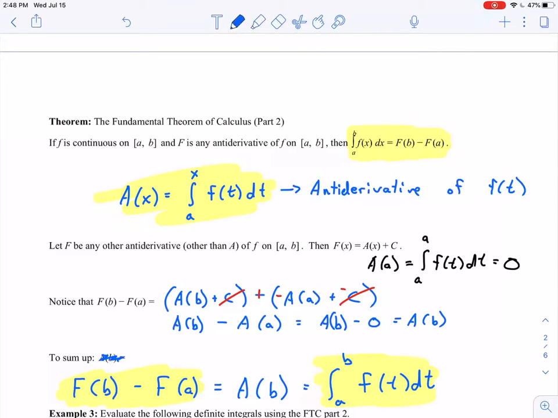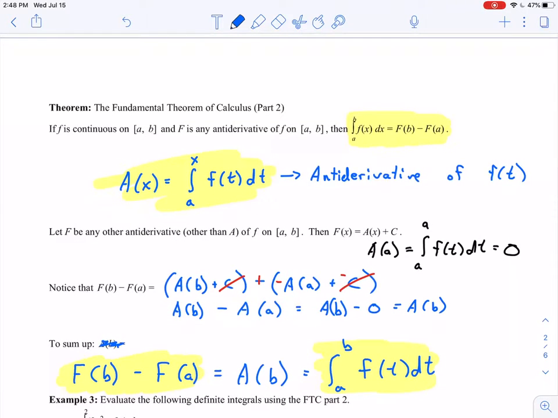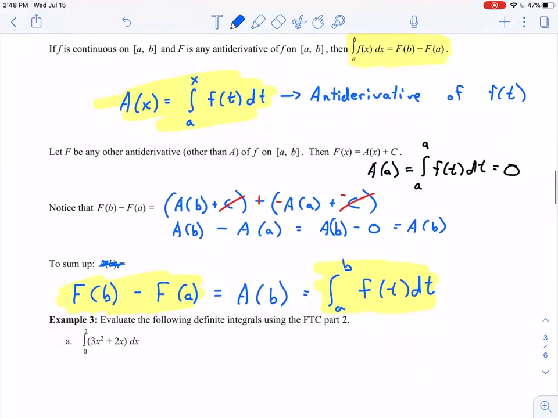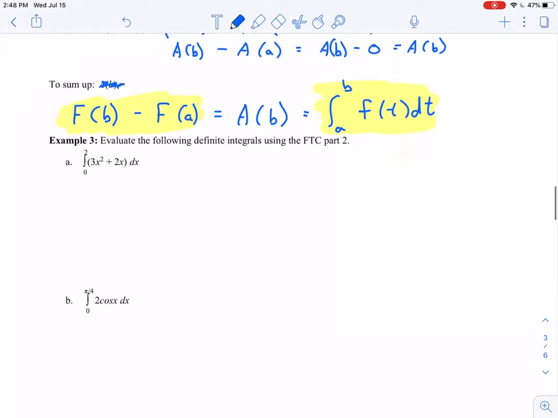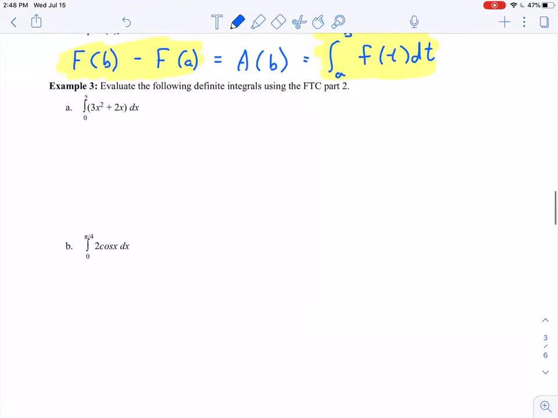So we're going to practice using this fundamental theorem of calculus, because this is the part of the fundamental theorem of calculus that we're going to be using a lot going forward. We're going to see it a lot in this class. You're going to see it a lot in Calculus 2 if you plan on taking that, Calculus 3 as well if you plan on taking that. So here I want to evaluate these definite integrals using the FTC part 2.